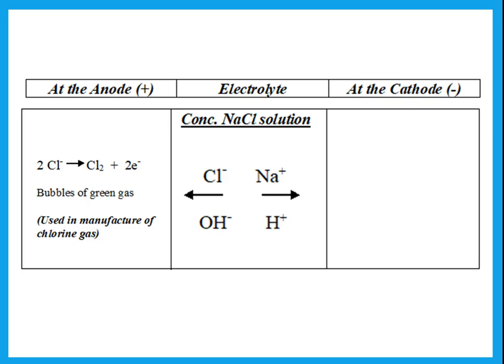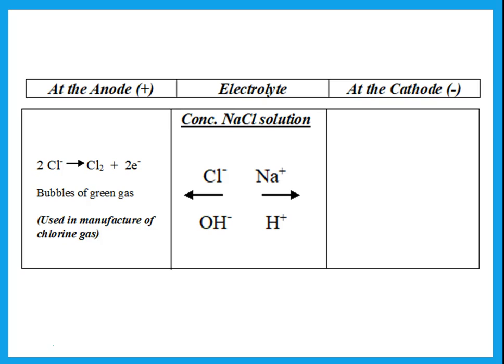Remember that this is the method used to manufacture chlorine gas. So if he says how is chlorine gas manufactured, remember the word manufacture means made on a large scale. So when they try to make chlorine gas, they use this kind of reaction, electrolysis of concentrated sodium chloride solution. Okay, on the other end, at the cathode, I have a choice between Na plus and H plus. Now, which one is going to react? When we are choosing between Na plus and H plus, then it is H plus that will react, not the Na plus.